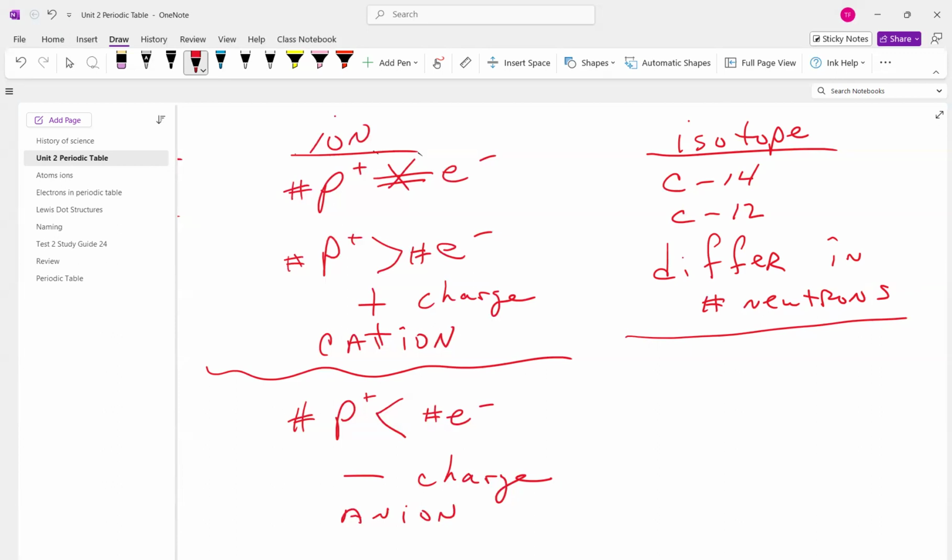The ions? Yes. Because again, electrons are where the chemistry is. And ions differ in the number of electrons. So if you have an ion that's different than another ion, even though it's carbon or sulfur or whatever, the chemistry is going to be different. So yeah, good question.